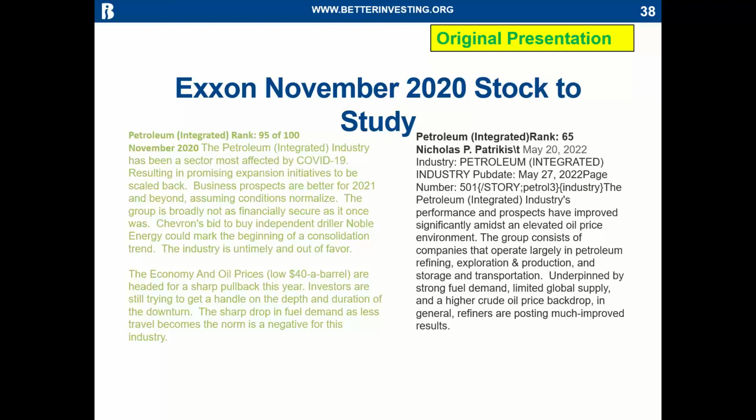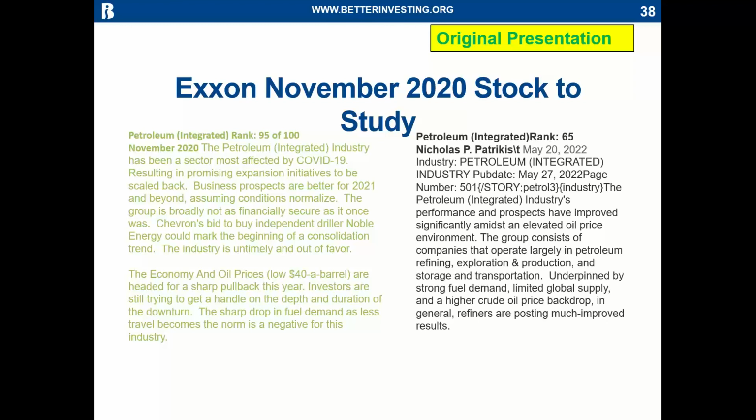They'd had some other things happening along the way that had also hit the energy industry, but that really was something that got to them and caused the prices, not only of the company, but also of the economy and the oil prices. It went to a low of $40 a barrel, and it was headed for a sharp pullback that year. But they didn't know, of course, that COVID was going to continue for as long as it did.